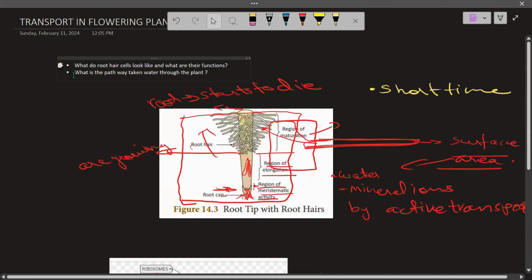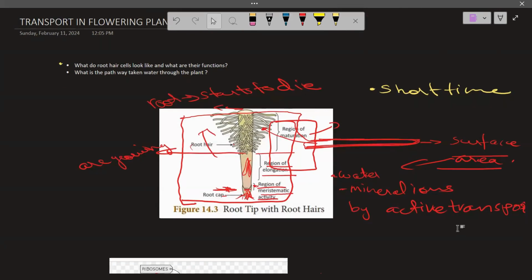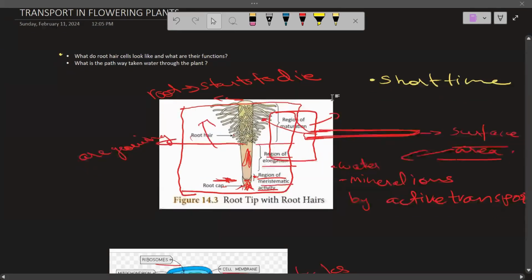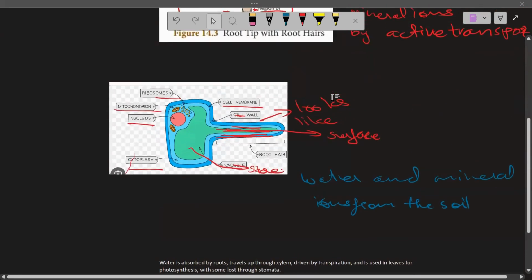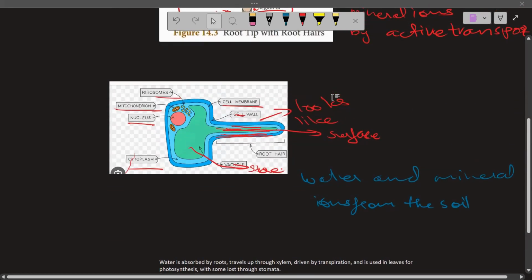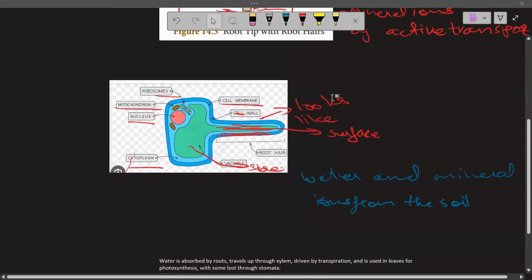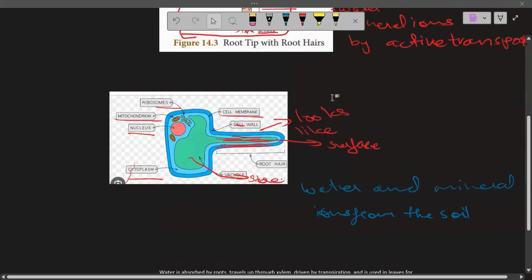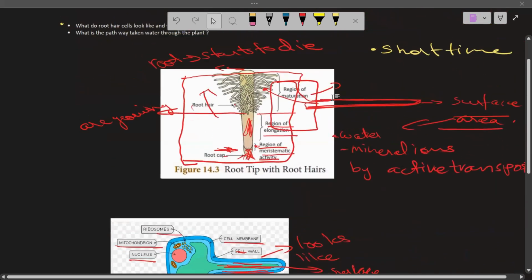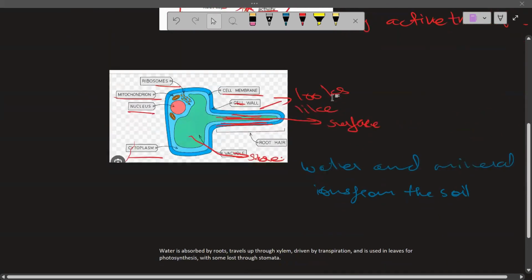Now we are going to go on to the second one. What is the path taken by water through the plant? Basically, this question asks how water flows from the roots to the leaves for photosynthesis. It asks us the pathway of water.